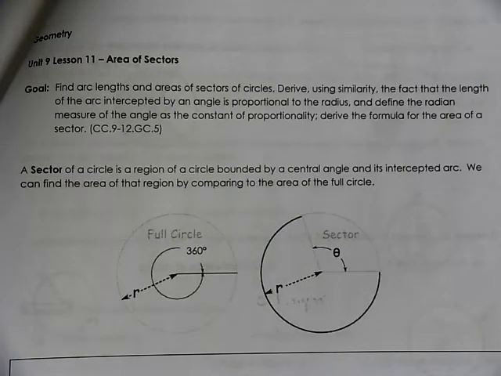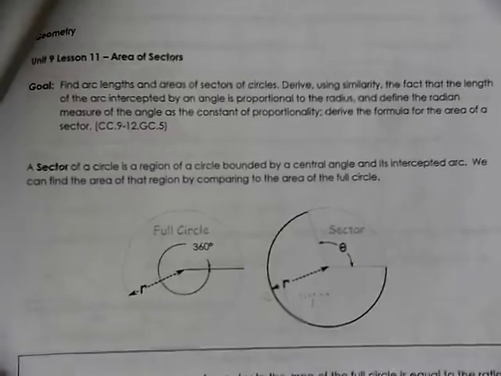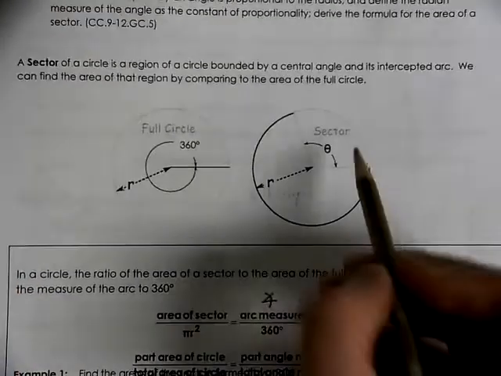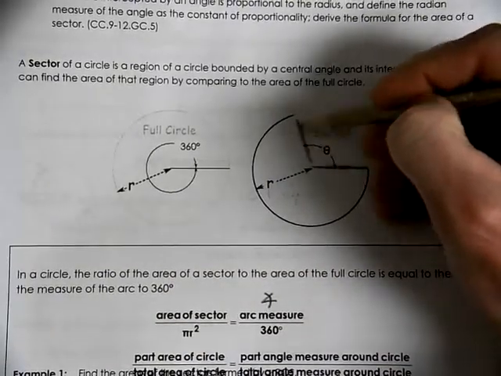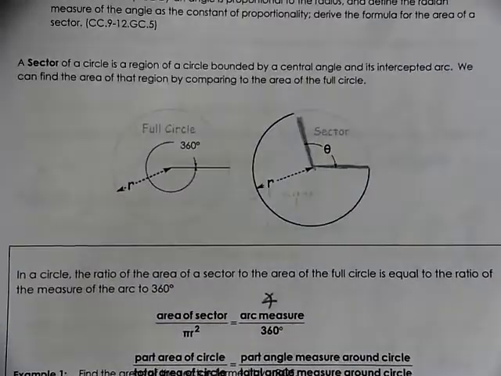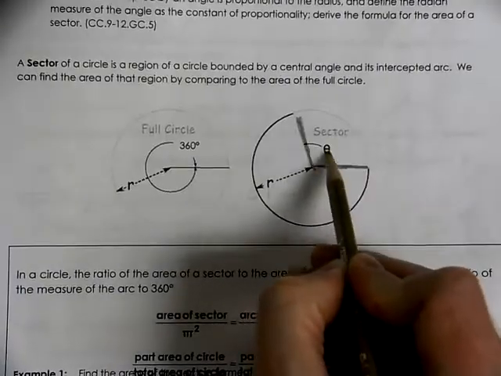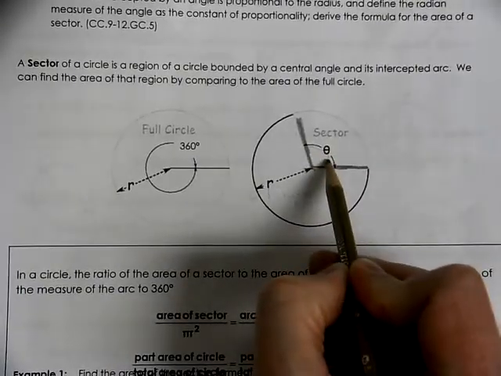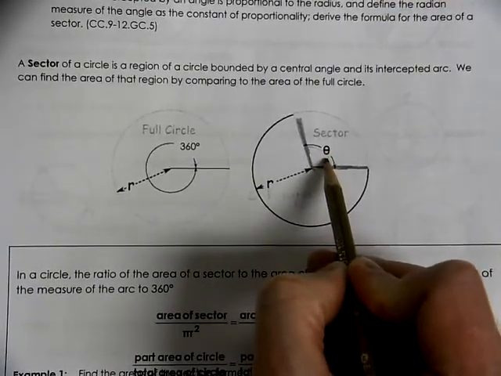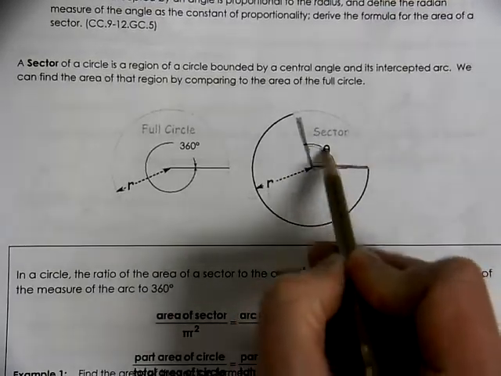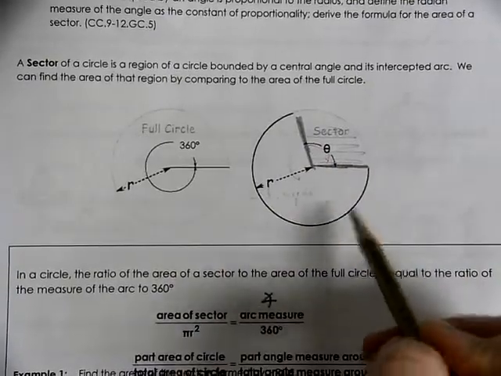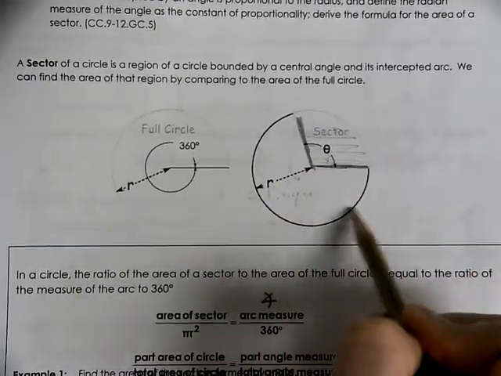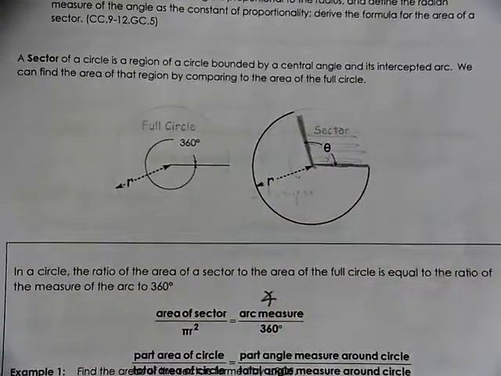This is geometry. We're talking about area of sectors. A sector is one slice of pizza. It's a pretty big slice, but it has to do with the central angle, and using that's going to be proportional with the 360 as the area of the sector is to the whole area of the full circle.